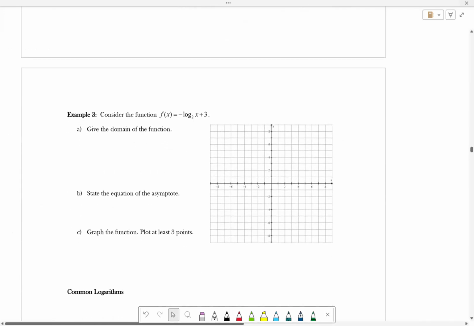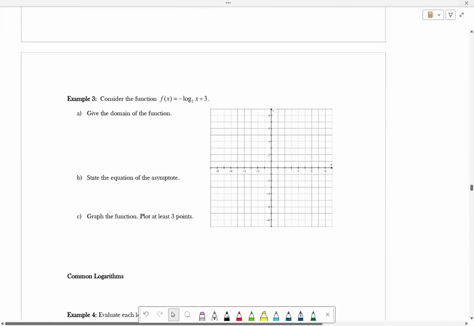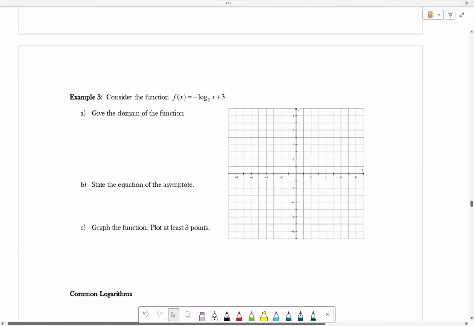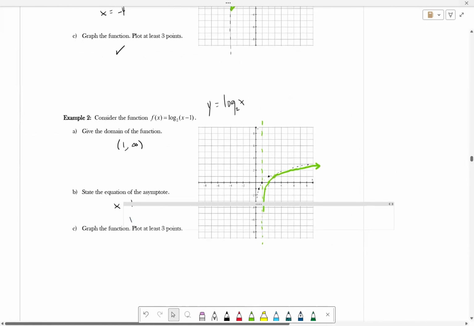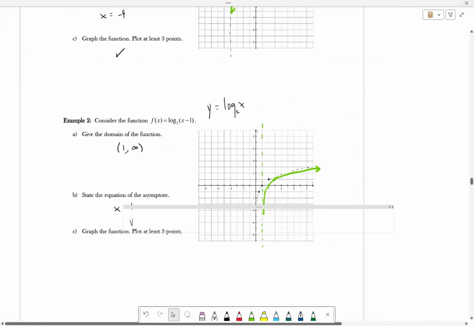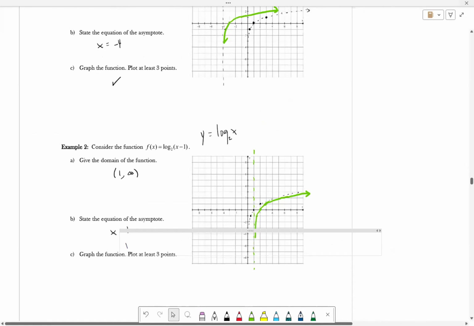Ethan, thank you. It's usually that y-axis, x equals 0. Yeah, everything just moves when you see that plus or minus inside, it moves to the right or left.